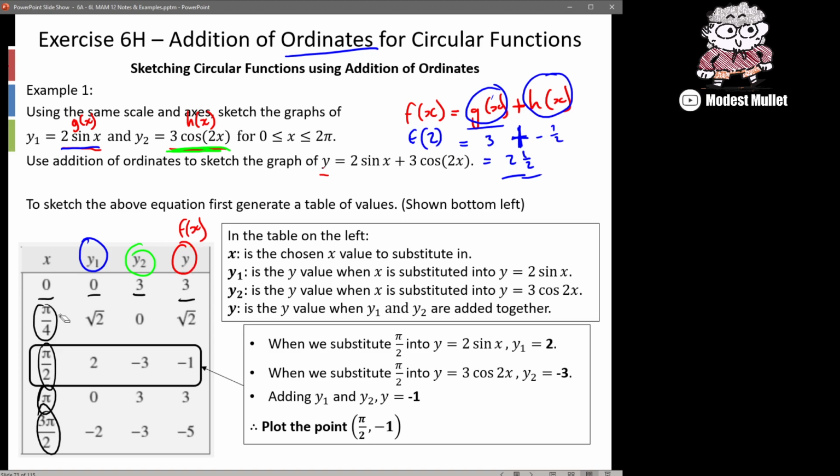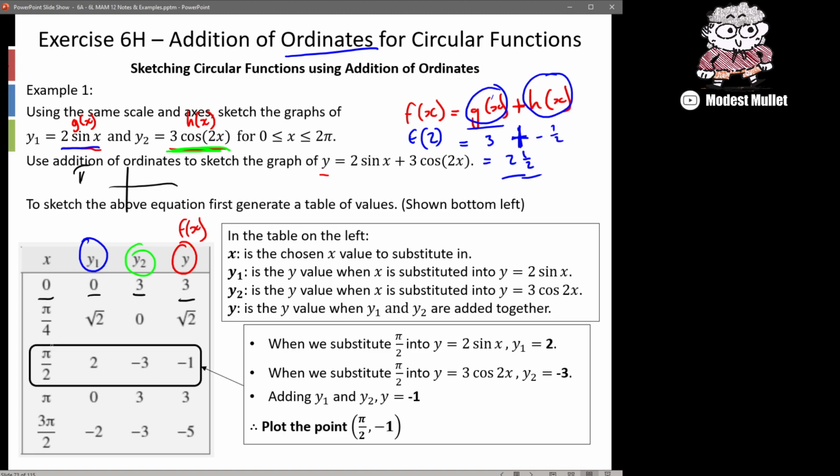How many inputs you want to do that for depends on the size of the period of circular functions. If the whole period is pi, you don't want to do pi intervals, because you might get, oh yeah, it's here and it's here, but you're losing all that detail in between. So you're going to want to normally do at least quarter period intervals to resolve enough detail to get accurate graphs.